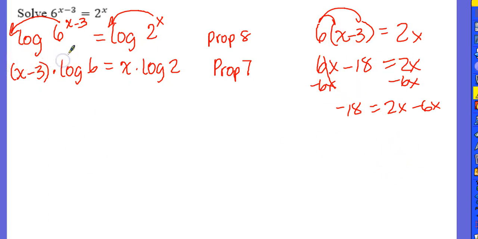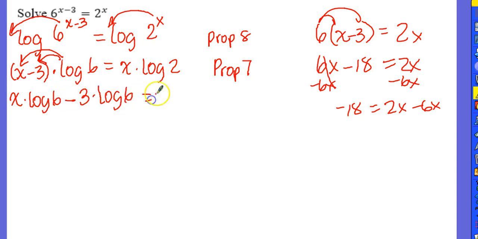So here's what I'm going to do. I would like to get that x. I'm trying to solve for x, but this x is locked up. It's grouped with this 3. So I'm going to pull it out of that grouping. So x times log of 6 minus 3 times log of 6 equals x times log of 2. That's the distributive property. Okay, so I did that.